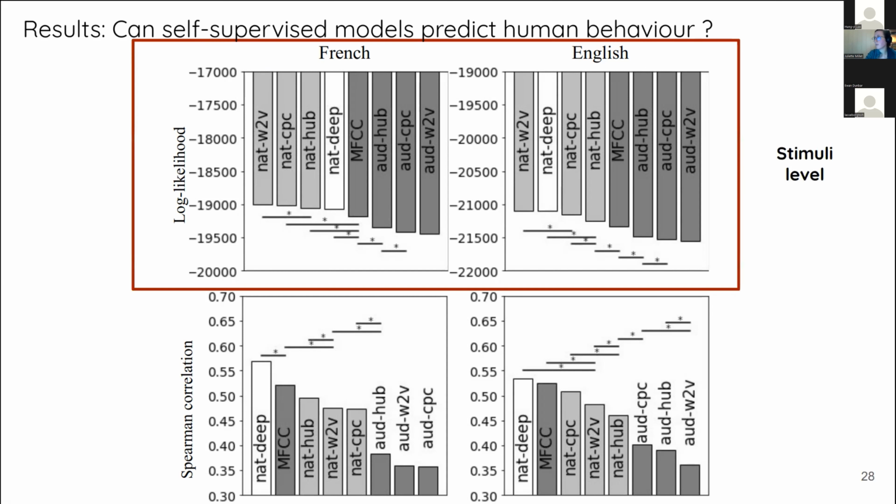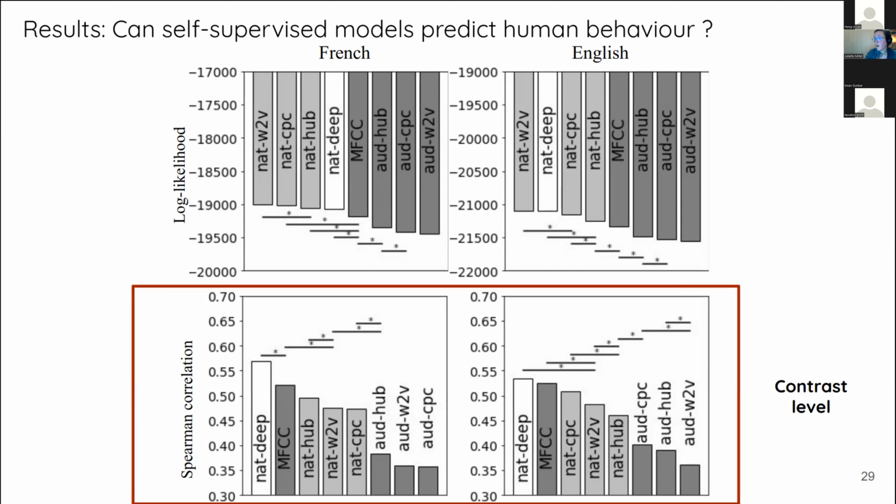So what you can see, if we focus on the stimuli level evaluation, is that models are actually quite good at predicting human discrimination behavior at the stimuli level. They're even better than our top line, and they are better than MFCCs. And when they are trained on acoustic scenes, on the contrary, they are, of course, worse, and worse than MFCCs. If we now focus on the contrast level, it's actually quite inverted in terms of results. The models trained on speech are actually worse than MFCCs. And the best model to predict human discrimination behavior at the contrast level is our top line, the DeepSpeech model. And the models trained on acoustic scenes are still worse than the ones trained on speech.